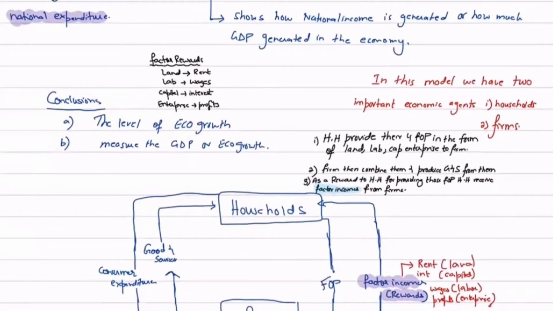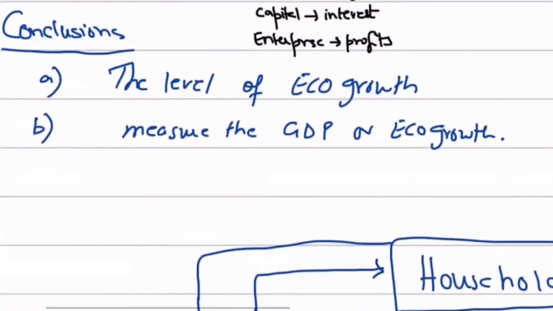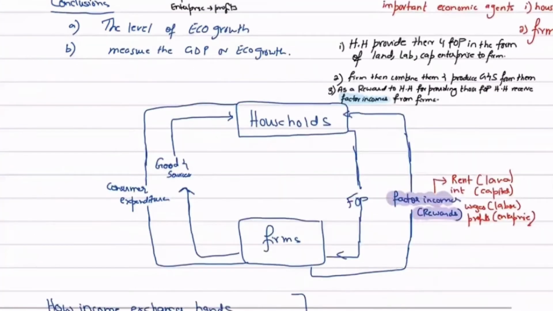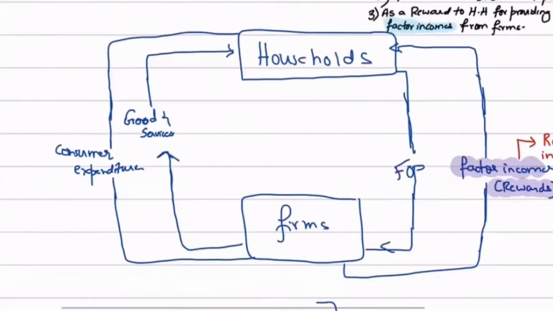So basically, the primary conclusions जो हम निकाल सकते हैं ना circular flow of income से, that is the level of economic growth. हमें अंदाजा हो जाएगा if we understand the circular flow. We can see how much economic growth is generated, that is how much income is generated and GDP is generated. We'll also measure the GDP or economic growth by taking figures from within the circular flow. And how is that? देख लेते हैं.